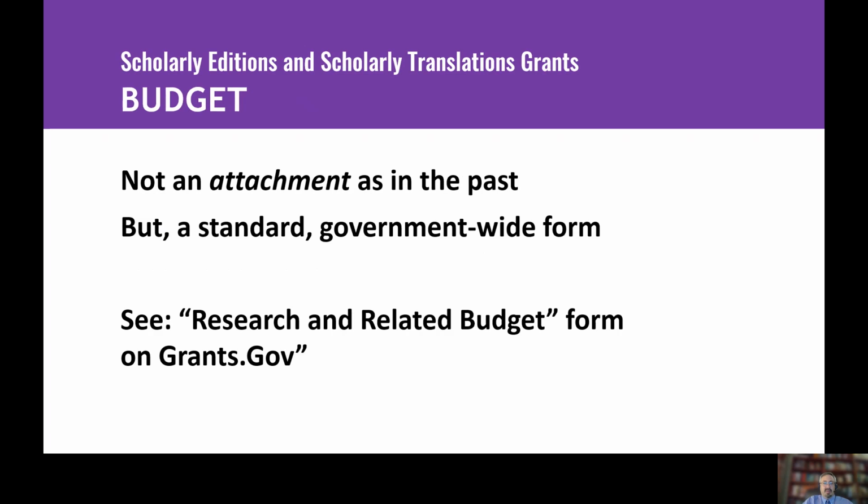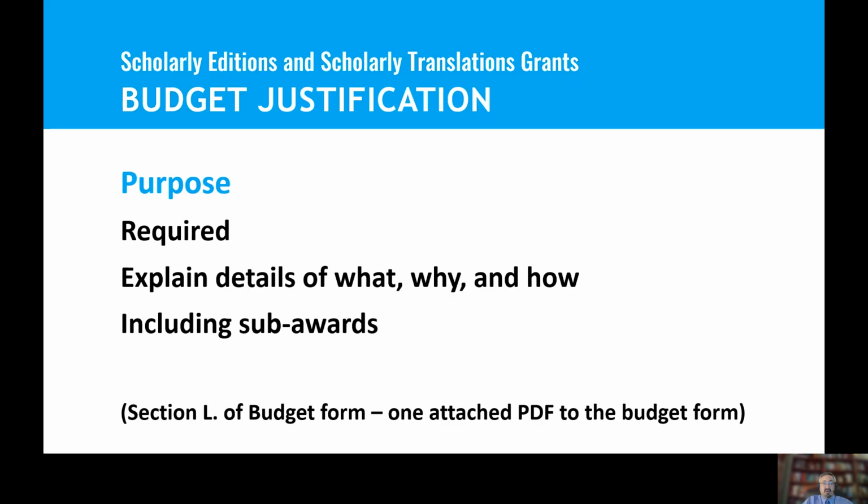As I mentioned before, the budget is not an attachment per se as it has been in the past, but this government-wide form. So you don't have to create it from scratch, you have to fill it in and then save it to your application package. This is what's called the research and related budget form, which can be found there among the other items on grants.gov. Within that budget form, there's a place to attach.